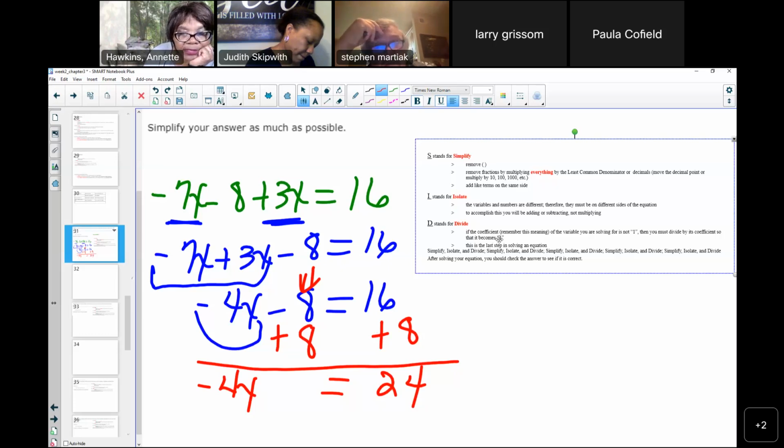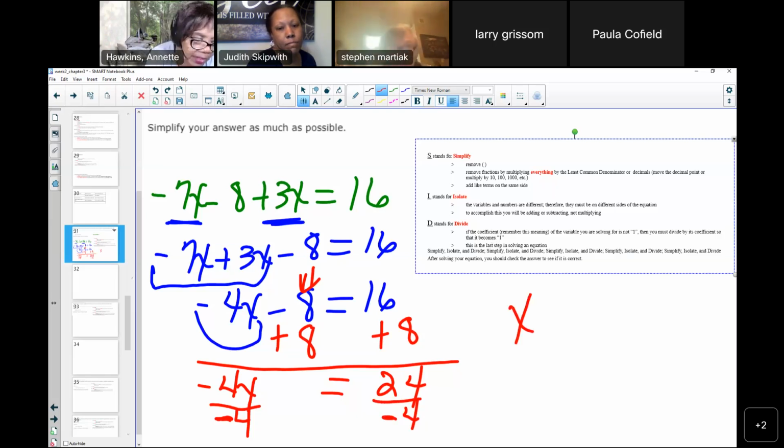It says, if the coefficient of the variable you're solving for is not 1, then you must divide by its coefficient so that it becomes 1. So when I divide a variable by its coefficient, I get 1. So the coefficient of this variable is negative 4. I'm going to divide negative 4 over here. And because this is a scale, I need to divide negative 4 over here because I have to keep it balanced. Once I do that, I need to see what I have. X, because this cancels, equals negative 6.